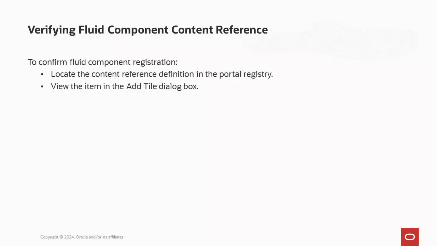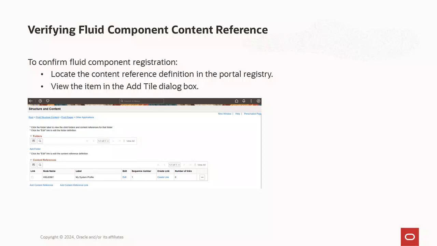After the component registration process completes successfully in Application Designer, there are a couple of ways to verify that your Fluid content reference is where you want it in the portal registry. First, you can access the content reference definition itself in the portal registry. Make sure it is in the correct content reference folder and review the content reference settings, ensuring they are appropriate for the intended usage of the application. We will work more with content reference settings for Fluid applications in the next topic.